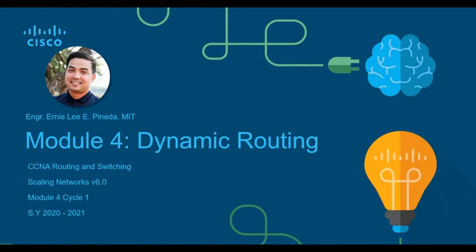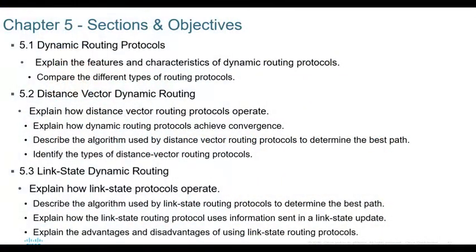Okay, so moving on with our Module 4 objectives. First, we're going to look at dynamic routing protocols, and we're going to explain the features and characteristics of DRP. We're going to also compare and name the different types of routing protocol, particularly categorized as the distance vector dynamic routing and the link state dynamic routing.